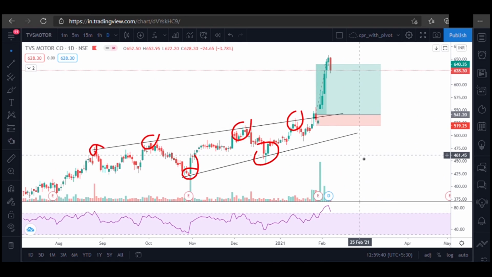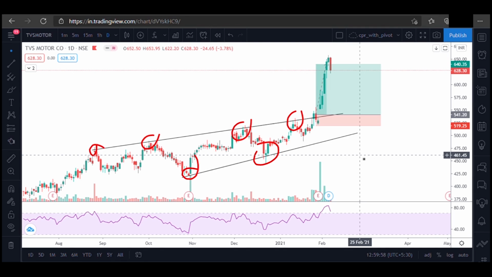So this is how we should do swing trading. This is not a compulsion, but this is how I trade. It's very easy to trade. It is very stress free, and you just want to find the pattern. You just want to find the right entry, right target, and right stop loss.